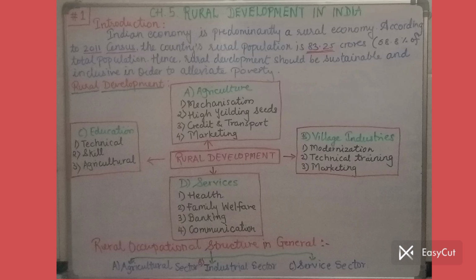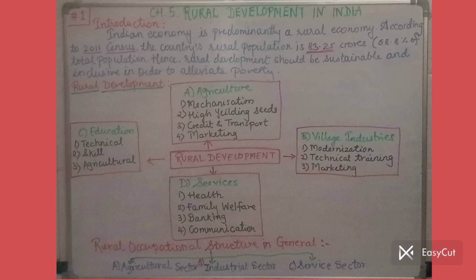I have drawn a diagram on the board. Just have a look at the diagram so that you will understand it clearly. Rural development, we are going to achieve by means of four areas. First, agriculture. Second, village industries. Then the education sector, and finally, very important, the service sector. So we are going to see how to develop these four areas in order to achieve rural development. Let us see this one by one.